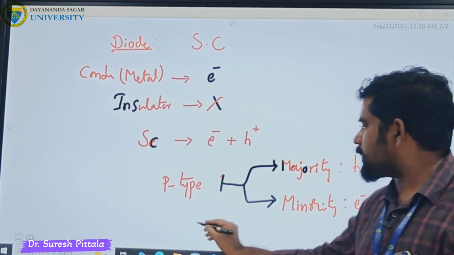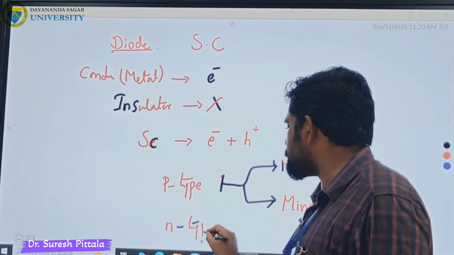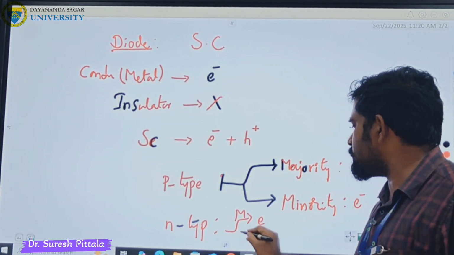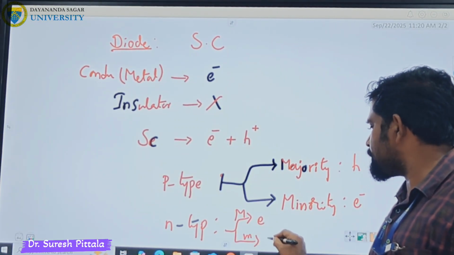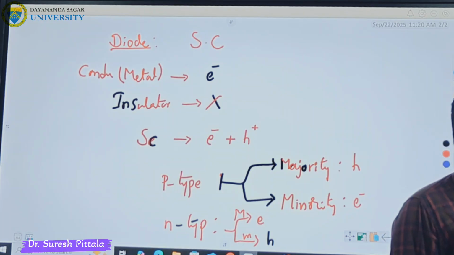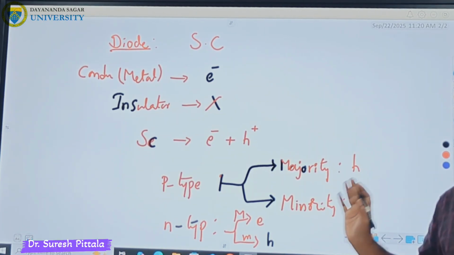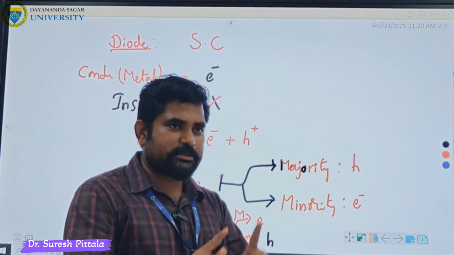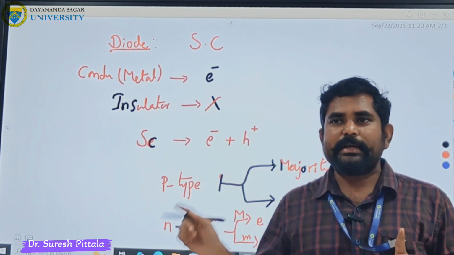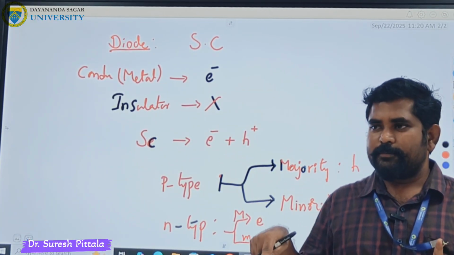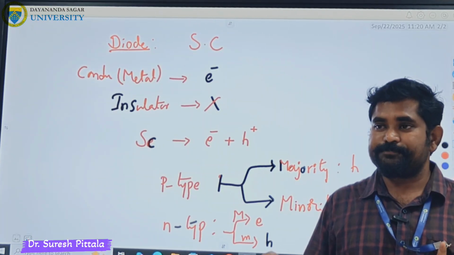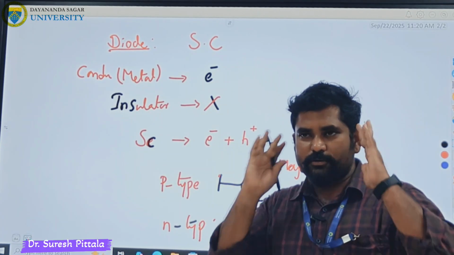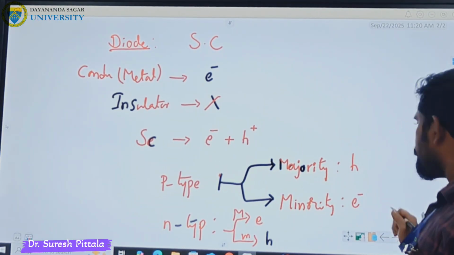And the opposite is N type. In the N type, the majority, capital M, is electrons, and the minority, small m, is holes. So in either case both are there. Correct. So what we understood is that a semiconductor has both electrons and holes as charge carriers. When I say P type semiconductor, the majority charge carriers are holes, and N type has electrons as the majority charge carriers. Okay, with that understanding, now we will go to the normal diode.